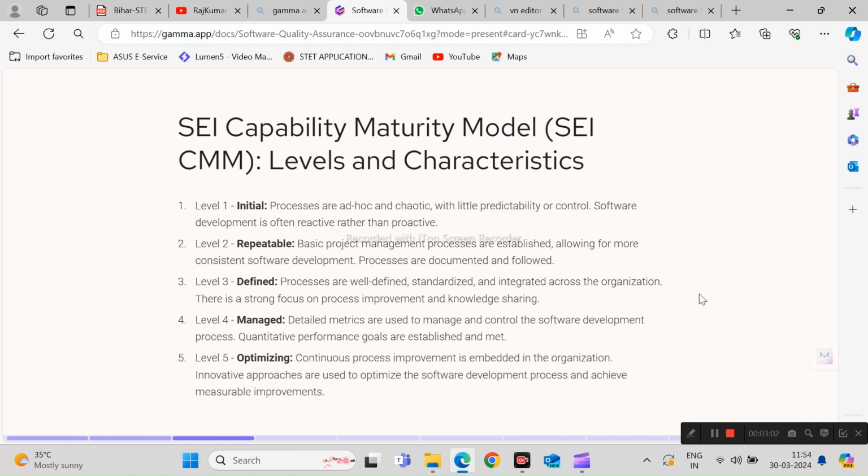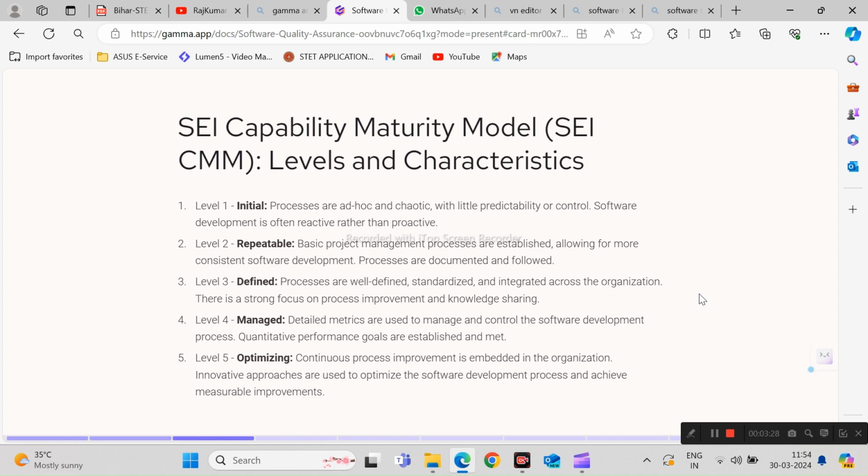The fourth one is managed. Detailed metrics are used to manage and control the software development process. Quantitative performance goals are established and met. The fifth one, optimizing. Continuous process improvement is embedded in the organization. Innovative approaches are used to optimize the software development process and achieve measurable improvements. Move ahead and see some more points.